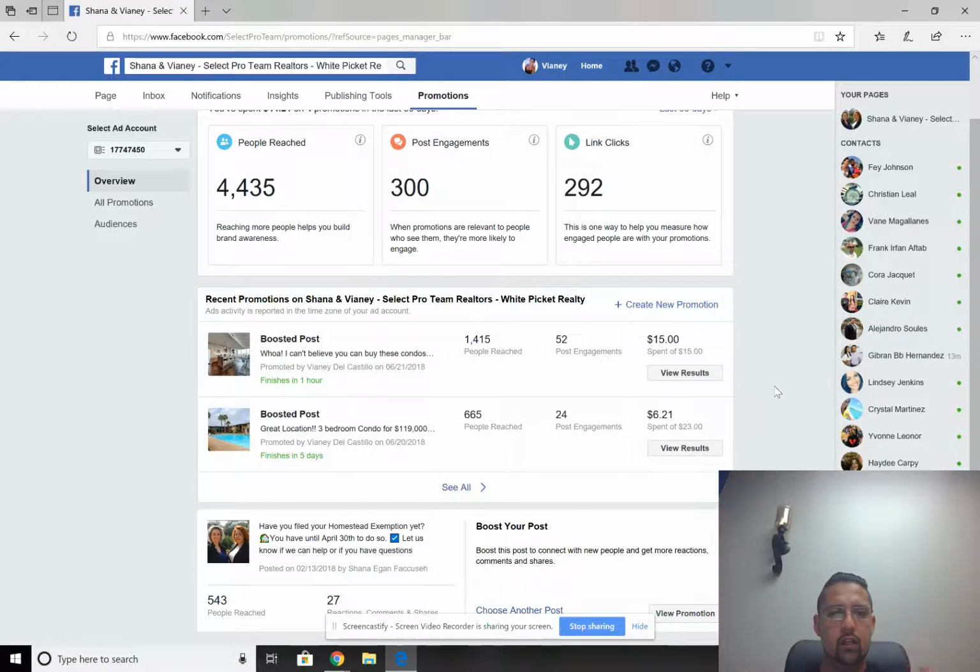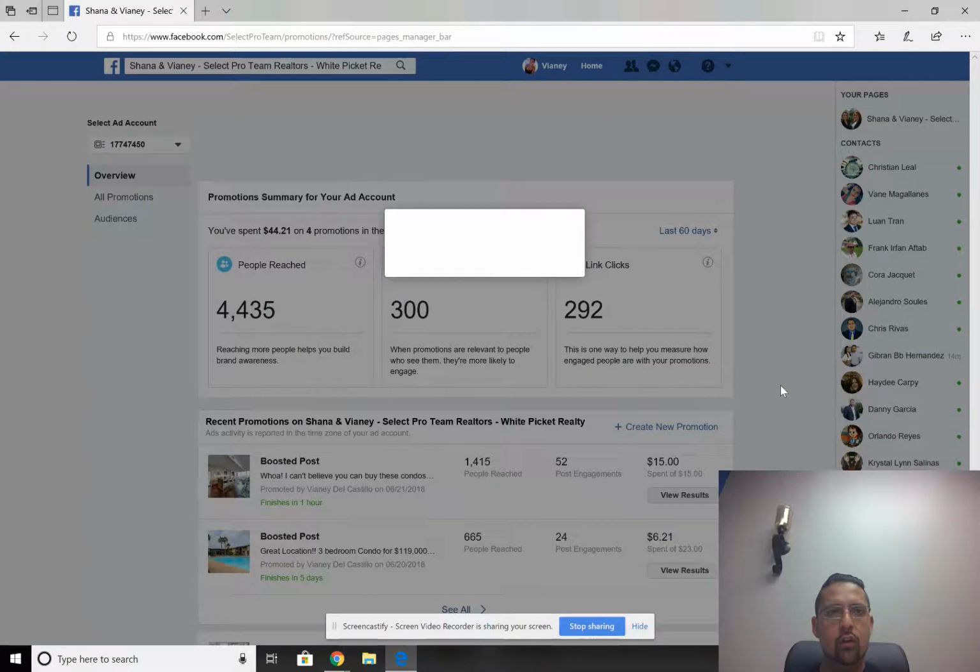And it was to see how much we could generate off this ad in that single day. So, what I want to do is go in, and if you're looking at your ad account, you'll click on promotions up here at the top. And then you'll also go over here and you'll go overview. It'll show you all the ads that you're running. And then you'll click right here on view results. So we'll wait for those results to load up.